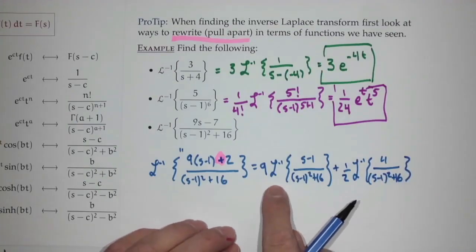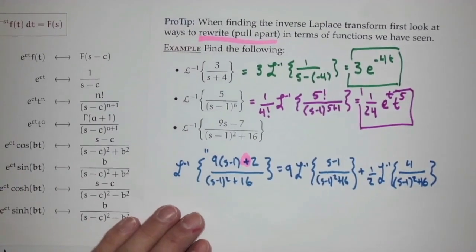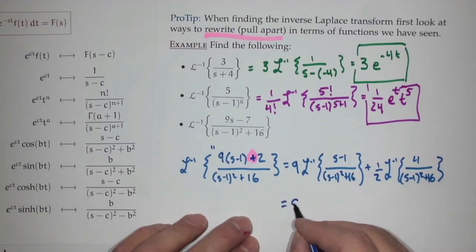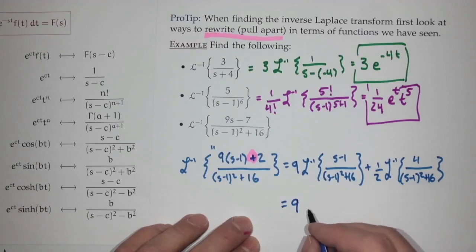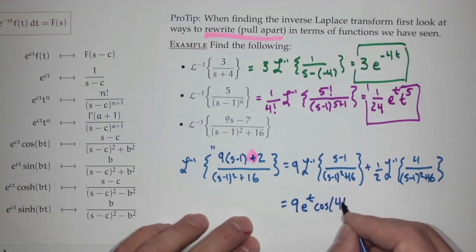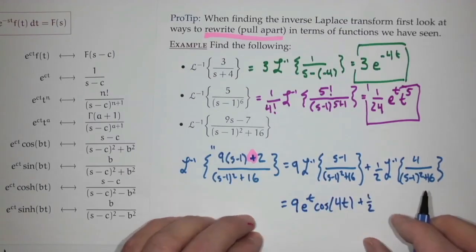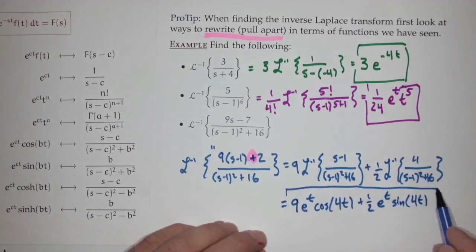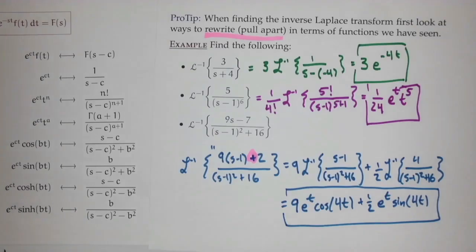So our first piece will be what? 9 e to the t cosine of 4t plus a half, and the second piece will be e to the t sine of 4t. And there we go. So that shows you an example of something which is getting more close to what we will anticipate that you'll be able to do, namely pull into the individual pieces that we need to rewrite.